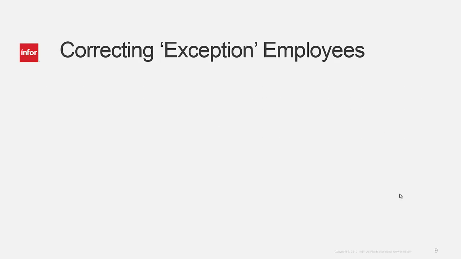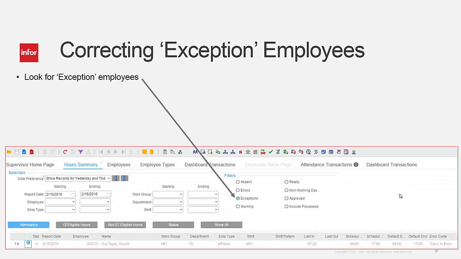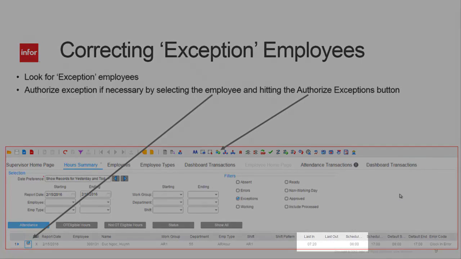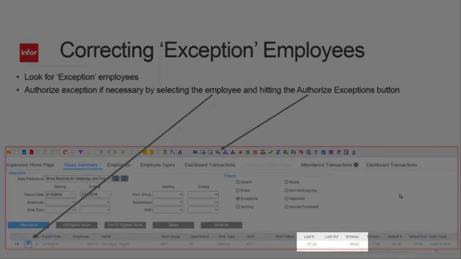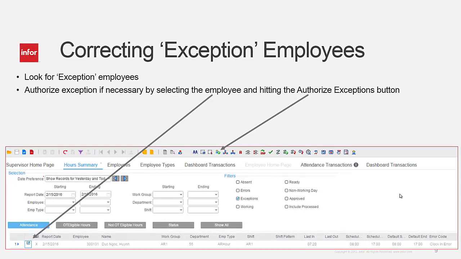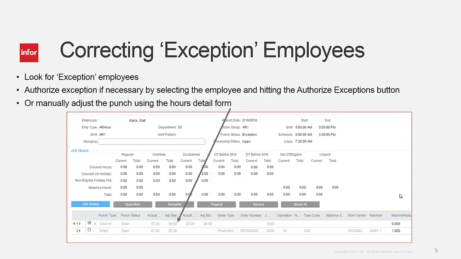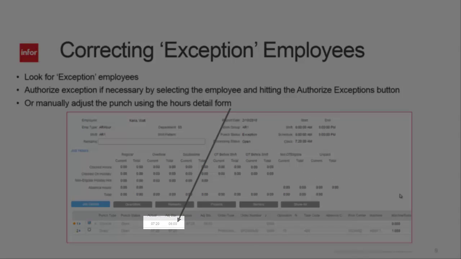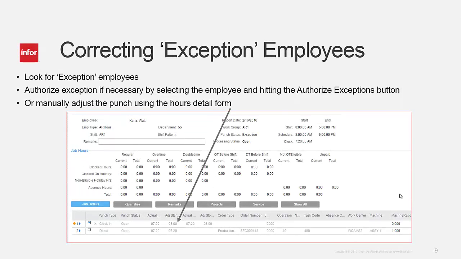Next we'll look at exception employees. Again, we use the exception filter and this displays employees who have clocked in or out in error. We can authorize the exception if necessary by selecting the employee and hitting the Authorize Exceptions button. In this case, the employee clocked in at 7:20 instead of 8 o'clock, and we are authorizing that that is acceptable. Or we can manually adjust the punch using the hours detail form. In this case, we're changing it from the actual time of 7:20 to an adjustment of 8 o'clock.